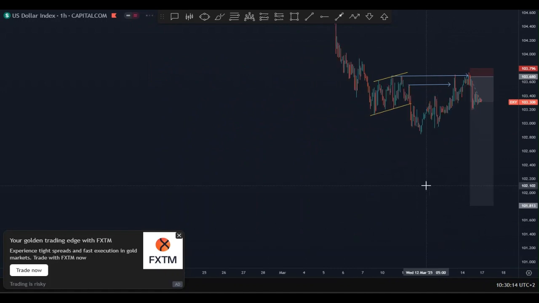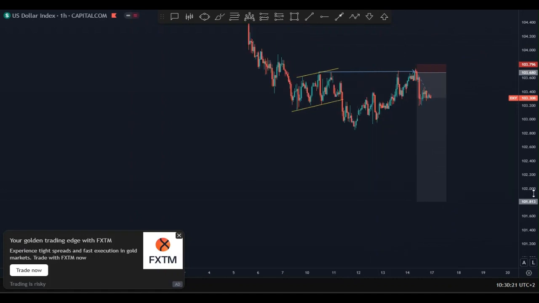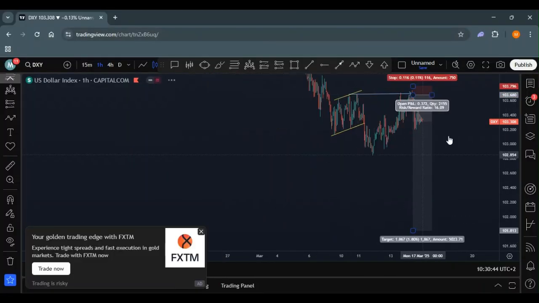As you guys can already see, what we're getting here is an impulse, and then this is our correction to continue to the downside. So what I've seen so far is that the DXY has to sell, guys, it's giving us selling opportunities, right? So yeah, that's what we're seeing for the DXY, guys. We're gonna continue looking at the setups over the week, how they perform and all of that.